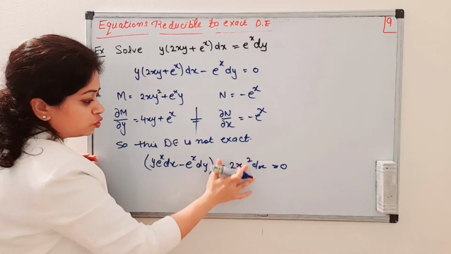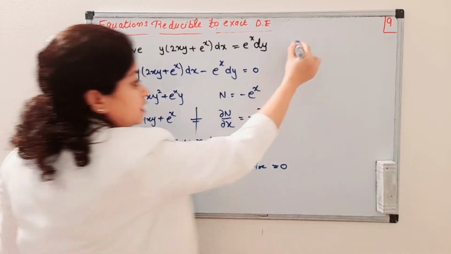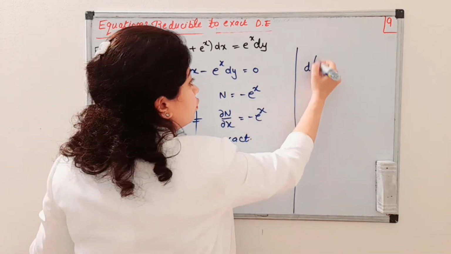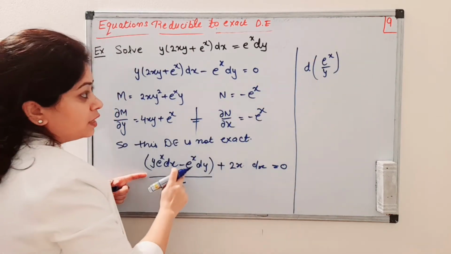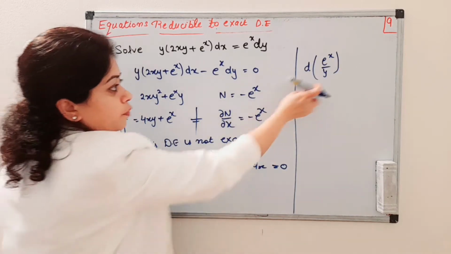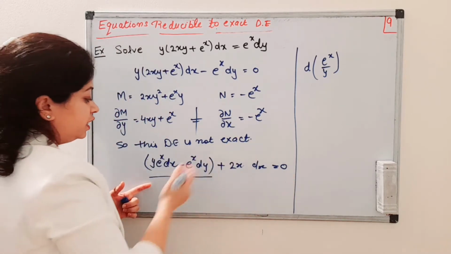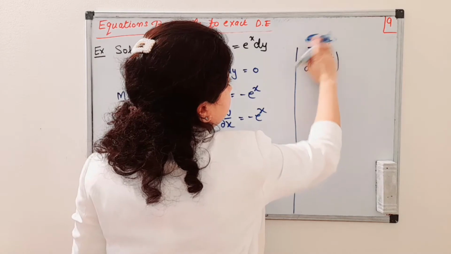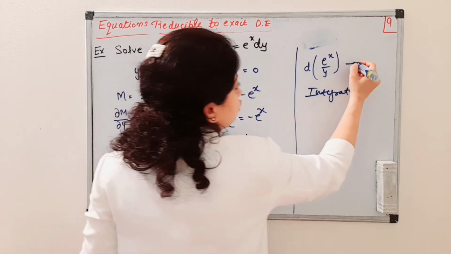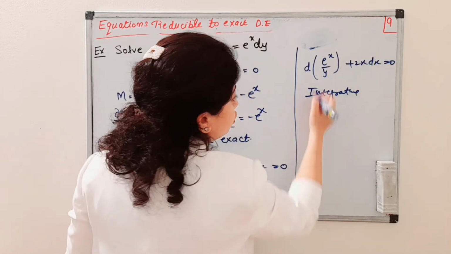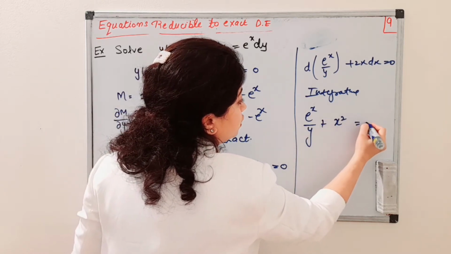Okay, so this y square, we can take it here, and we can see that this is the exact differential of e raised to power x by y: (y e raised to power x dx minus e raised to power x dy) upon denominator y square, plus 2x dx equal to 0. Now just by integrating, we can find the solution. So we will get e^x upon y plus x square is equal to c.